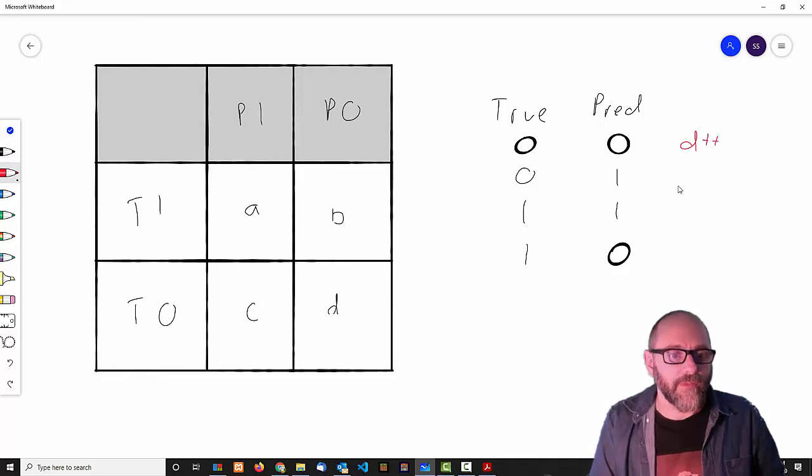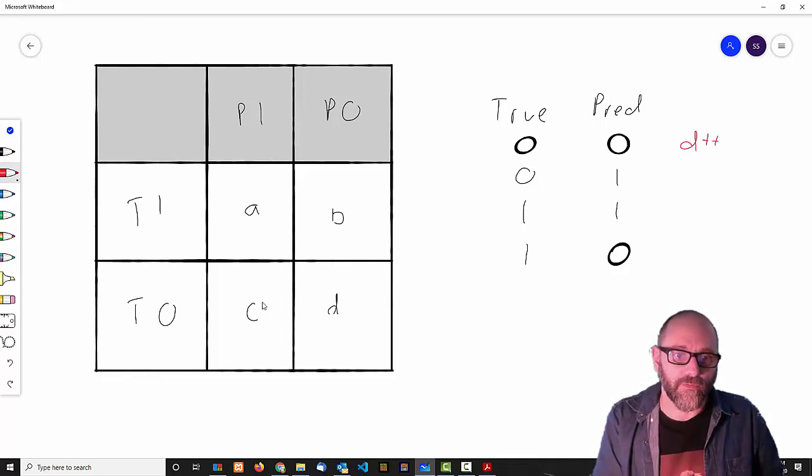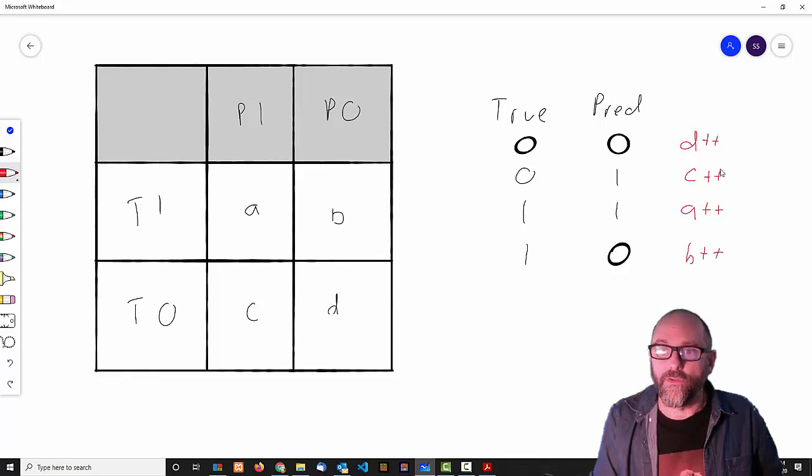In this one here, the true answer was 0 and the prediction was 1. So we got it wrong. That's C. Here we got it right, the true answer was 1 and the prediction was 1, so we add 1 to A, and this one here we add 1 to B. So those are your 4 cases, okay?